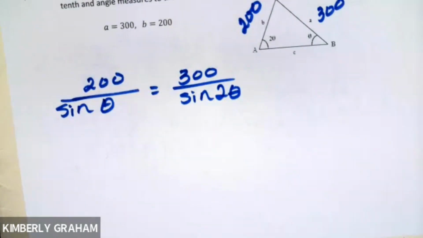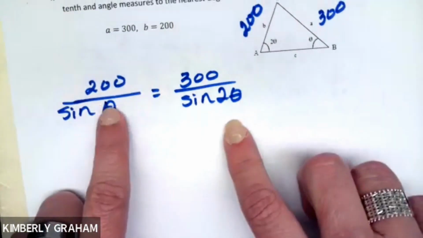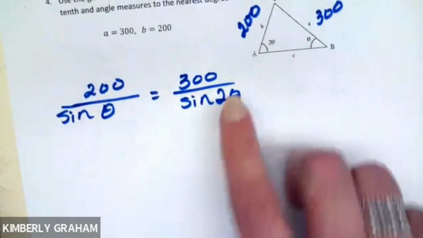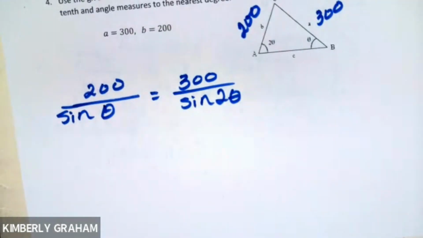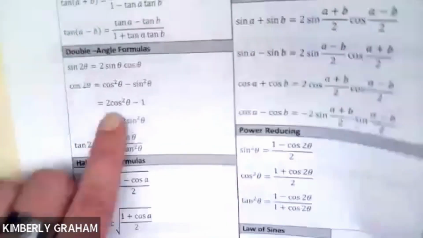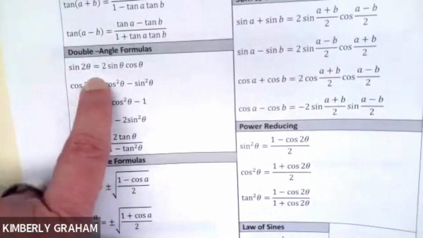I've got both of these sines in terms of theta. I just need to somehow get rid of that 2 theta. Well, if you look at your reference sheet, there is what's called a double angle formula.